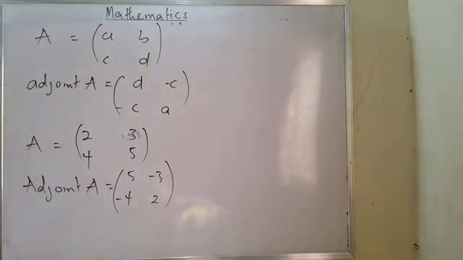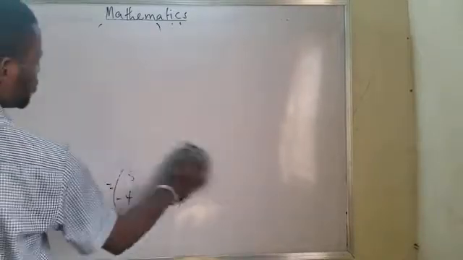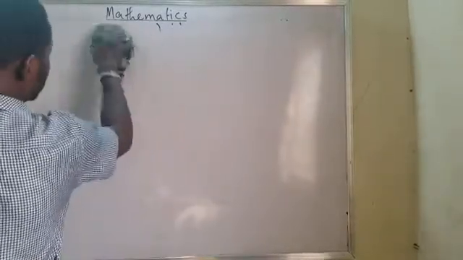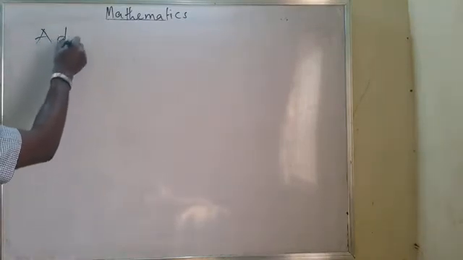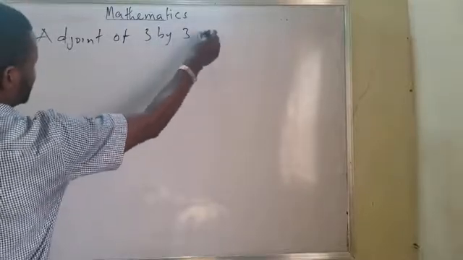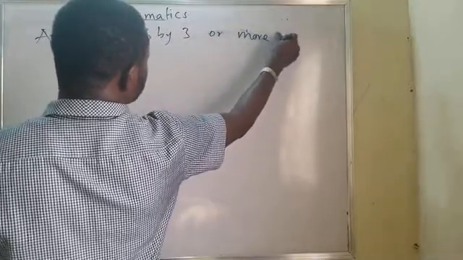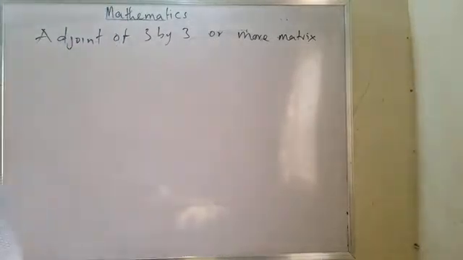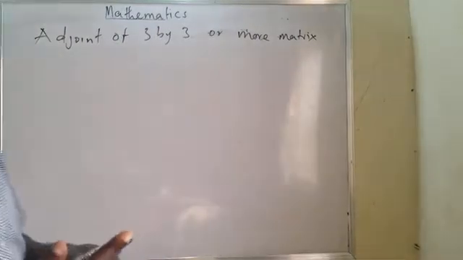Now, for instance, if somebody asks me to find the adjoint of a 3 by 3 or more matrix. Anytime you are asked to find the adjoint of a 3 by 3 or more matrix, you can only do that shortcut for 2 by 2. But if it is 3 by 3 or more, it must be a square matrix anyway.